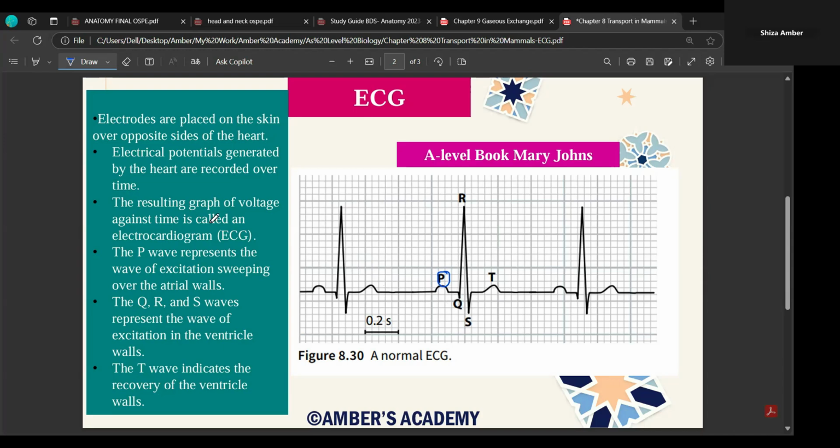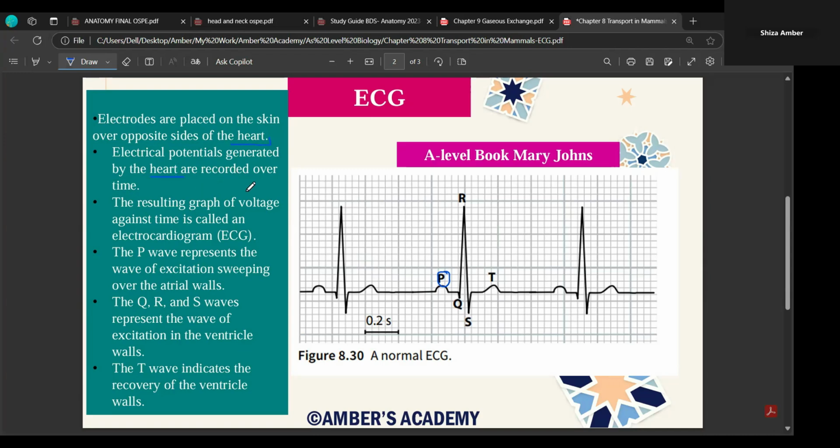Okay, so when we are recording an ECG, electrodes are placed on the skin over opposite sides of the heart, and this is done in order to determine the electrical potentials that are generated by your heart. These electrical potentials are your atrial systole, ventricle systole, and then your ventricle diastole. All of those are detected in the form of electrical potentials, and then we record them over a certain time.